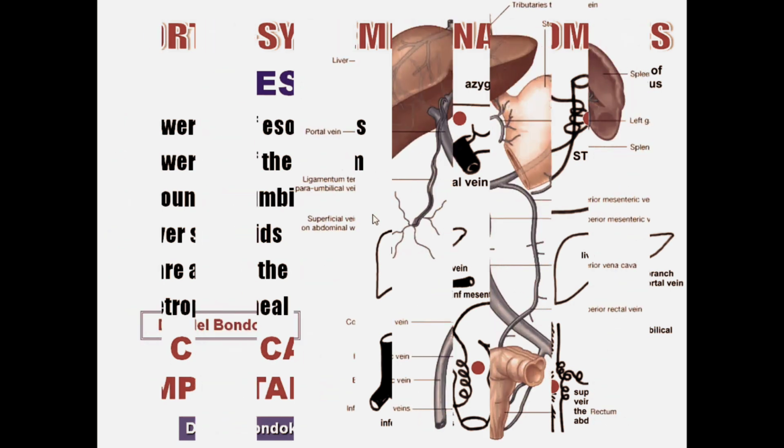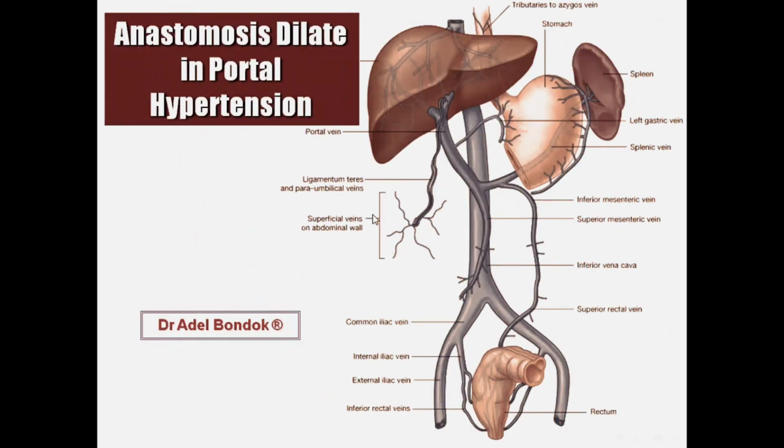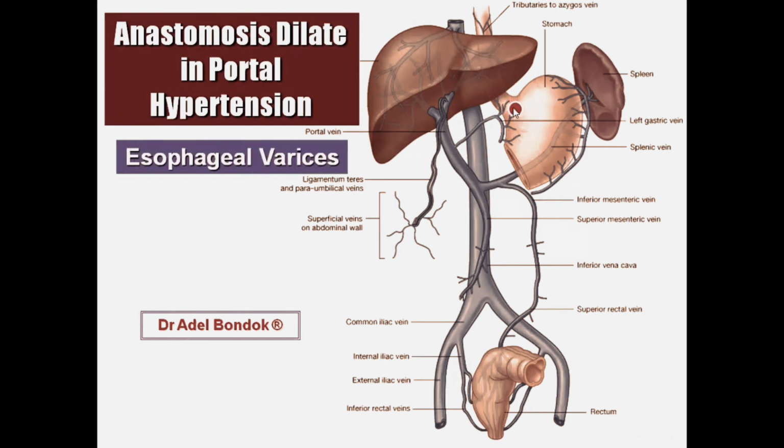Again, at the lower end of the esophagus, between esophageal veins of the left gastric vein and the tributaries of the azygous vein. In portal hypertension, this anastomosis is dilated to form esophageal varices, and the rupture of the esophageal varices will cause hematemesis, vomiting of blood.